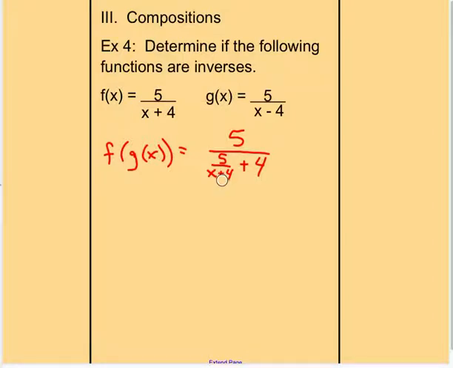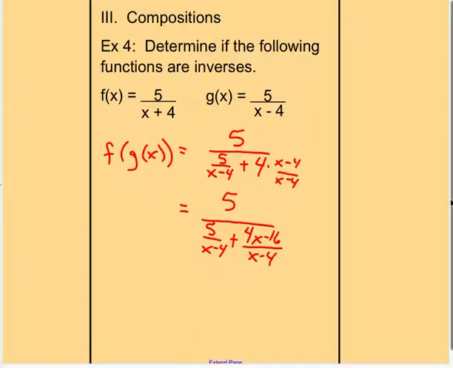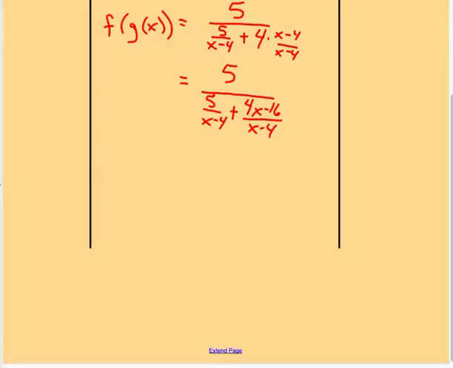And I should probably use a -4 here. And then we have to simplify, so we have to remember how to add fractions in the denominator there. We're going to multiply this by x minus 4 over x minus 4 to get the common denominator. So this becomes 4x minus 16 over x minus 4. Combining our like terms in the numerator of our denominator, so we've got 5 plus 4x minus 16. We get 4x minus 11 all over x minus 4.